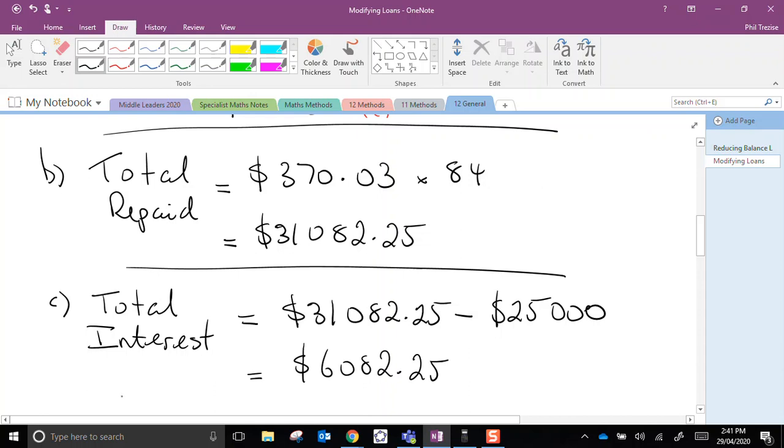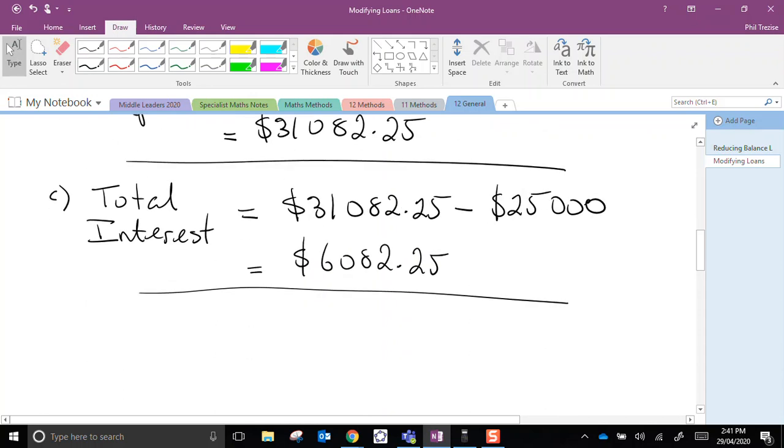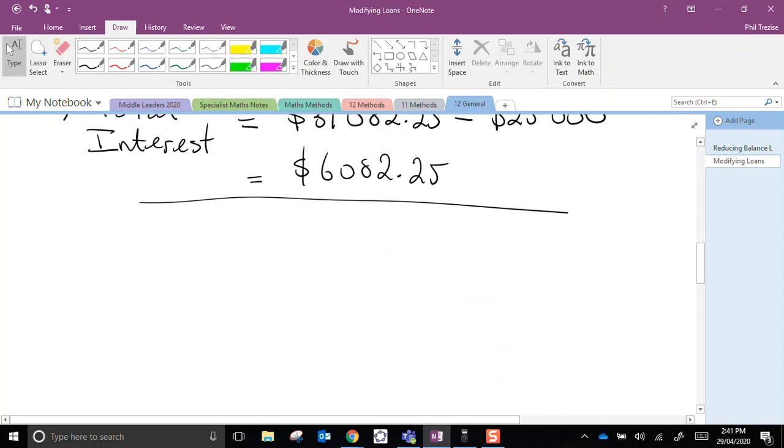$6,082.25. That's how the banks make their money. They loan people a lump sum of money. The people have to pay that back plus interest. In this case, Oliver paid $6,082 worth of interest. Now part D, again, if you want to pause and continue on your own, be my guest, but this is open help homework, so I don't mind if you keep going if you need the help.